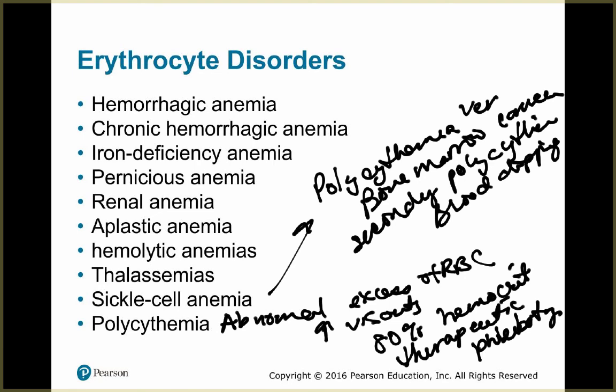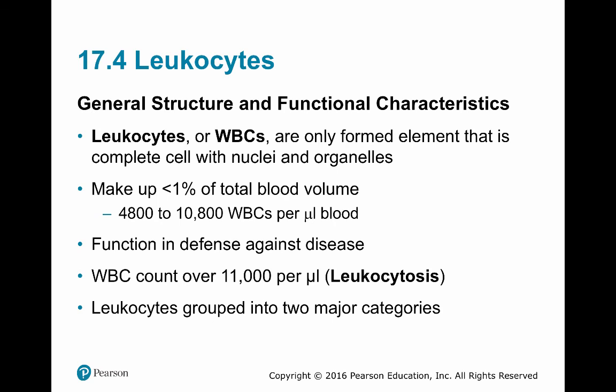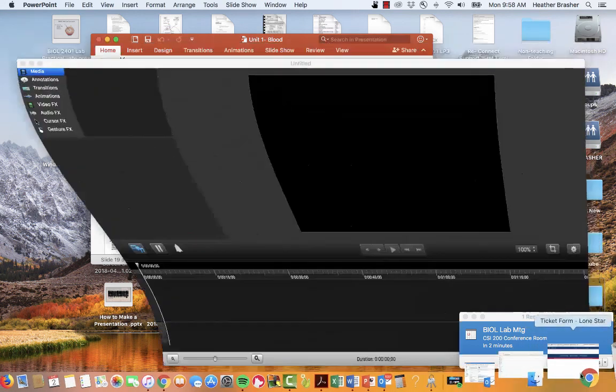So these are all the homeostatic imbalances that can basically originate from erythrocyte disorders. So we're going to go ahead and pause here, and we will get started with leukocytes next.